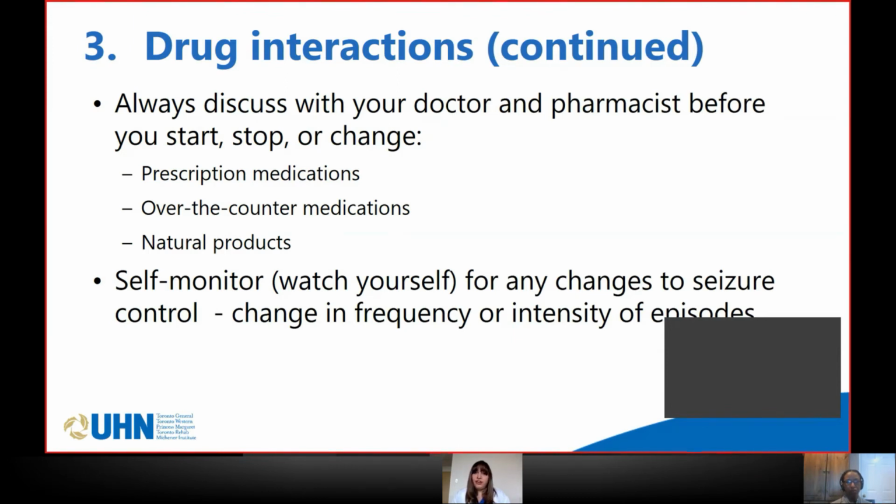Also, anytime you start or stop a medication, we ask you to self-monitor or watch yourself a little bit more closely for any changes to your seizure control. So this includes a change in how often you're having your seizures, how long the seizures are lasting, or any change in intensity.